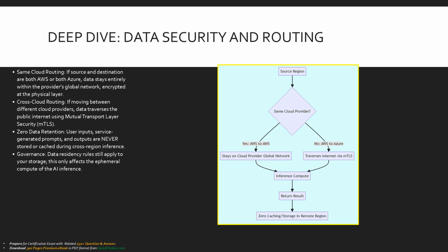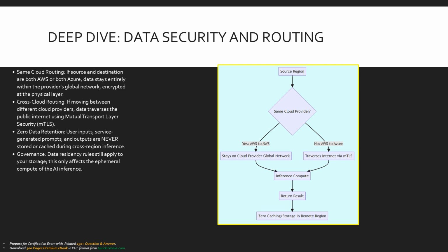Security is paramount when data moves across regions. Let's do a deep dive into how Snowflake handles data routing during cross-region inference. If your account is in AWS Europe and it routes to AWS US, the data never touches the public internet. It stays entirely within the AWS global network backbone and is automatically encrypted at the physical layer. The exact same applies if both regions are within Azure.